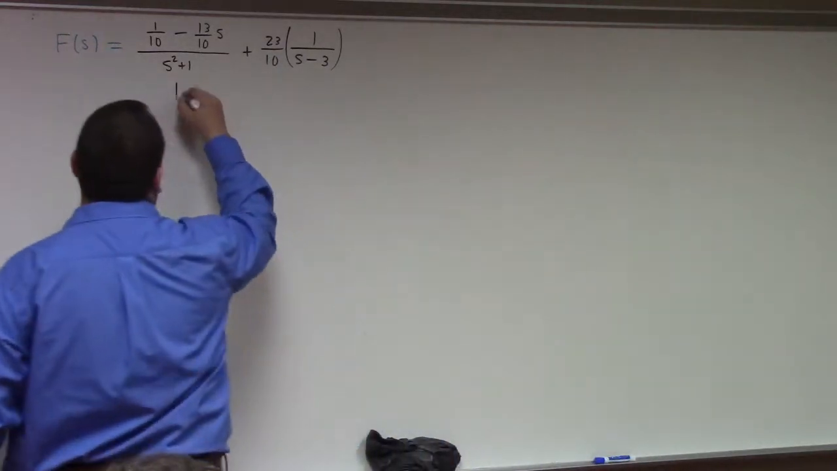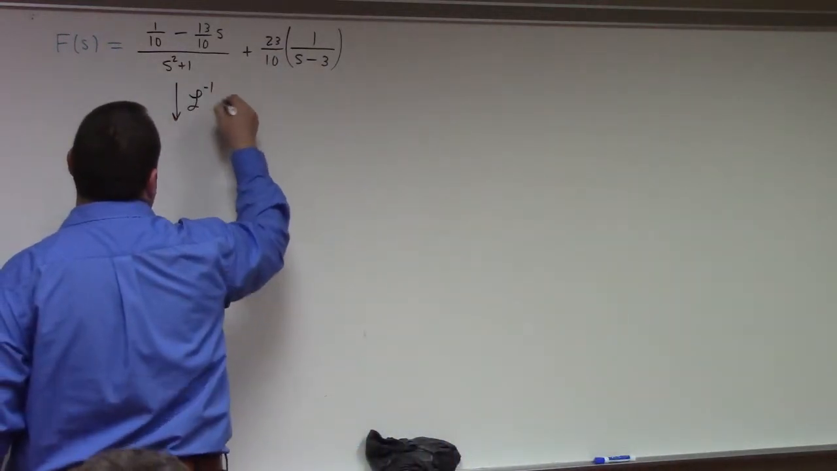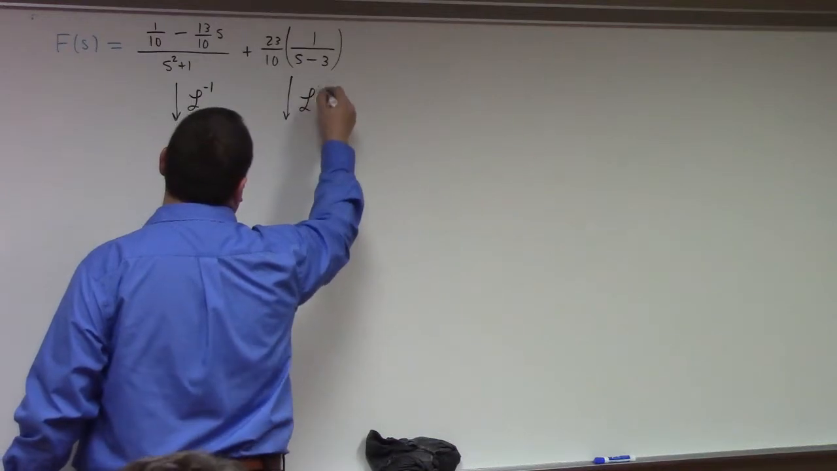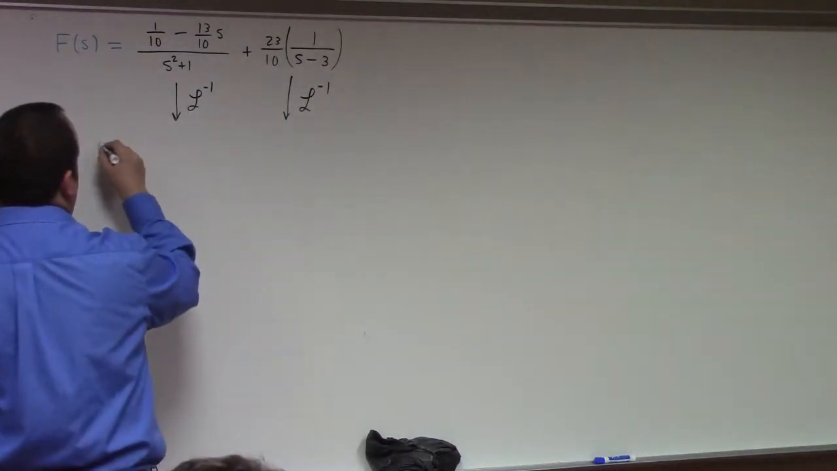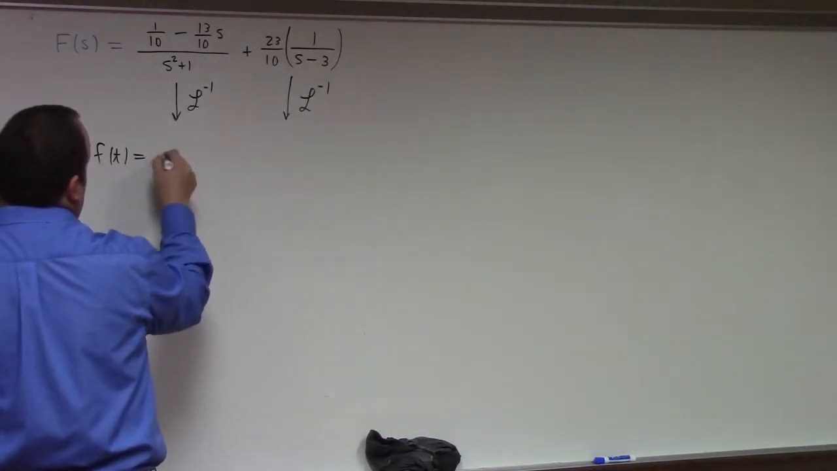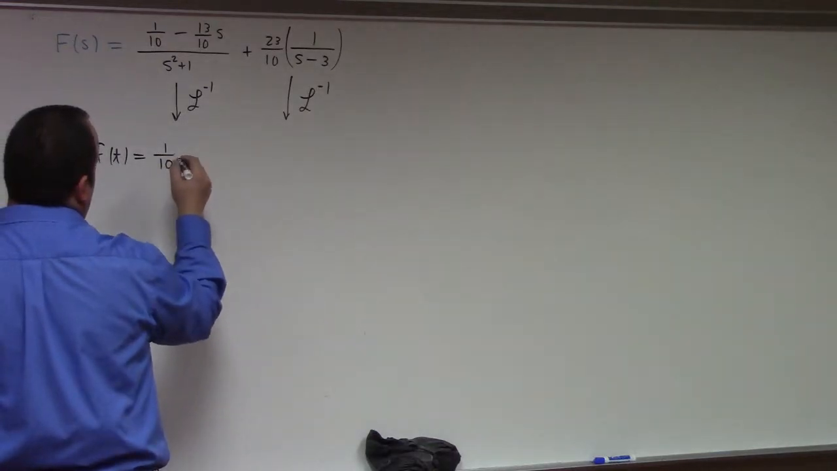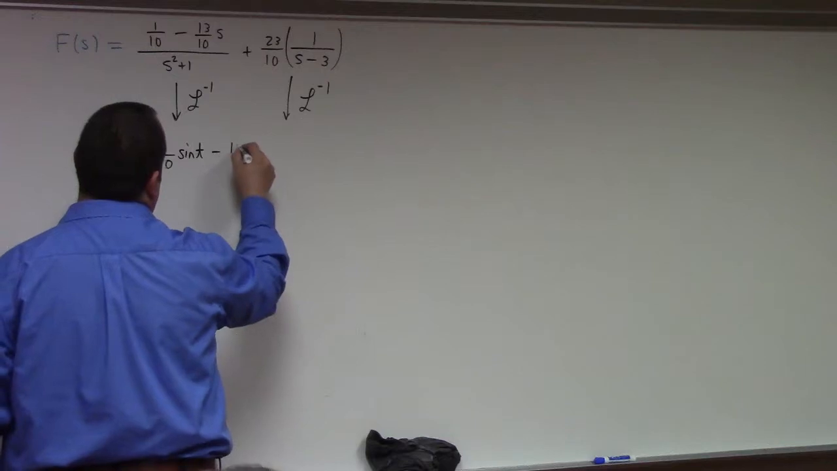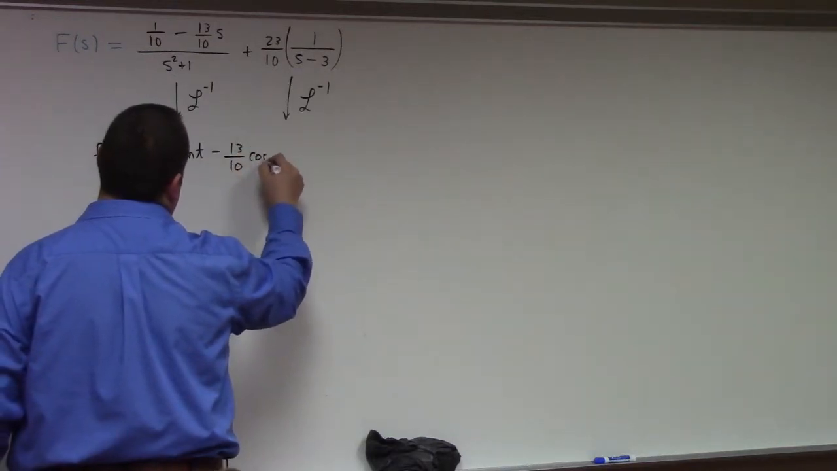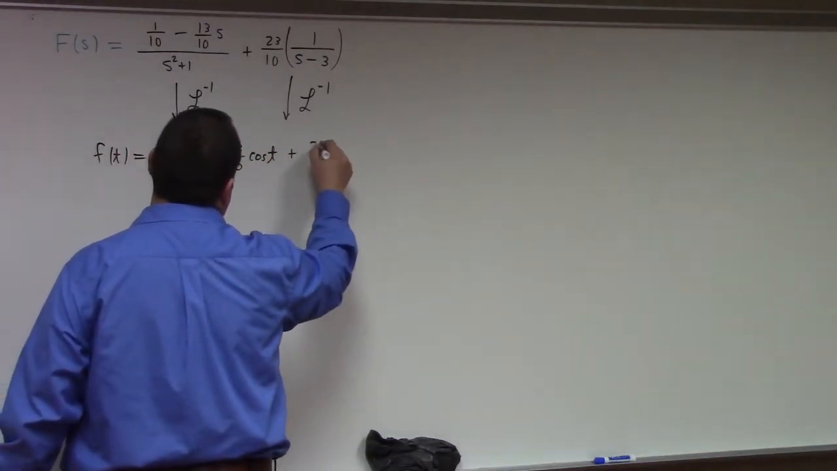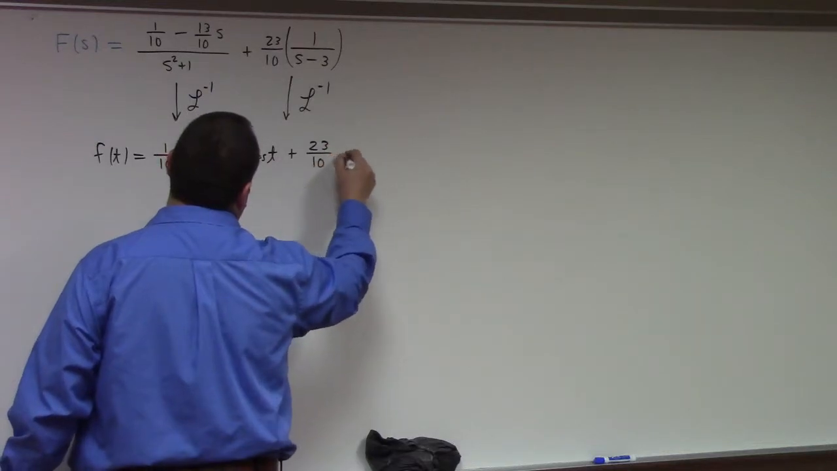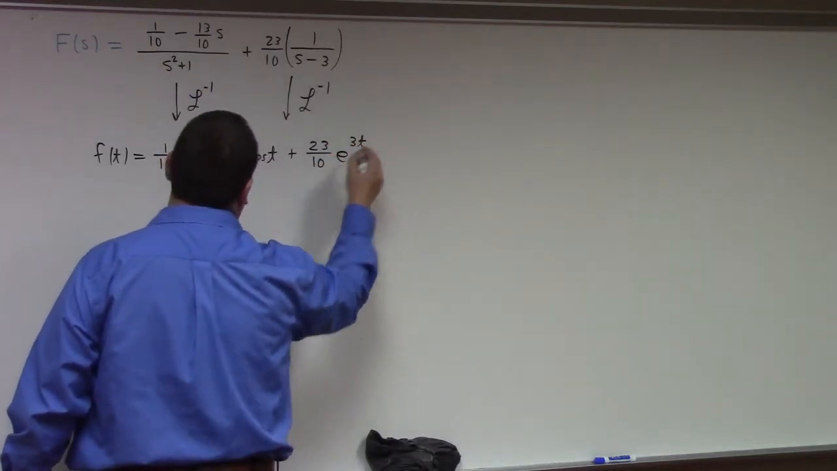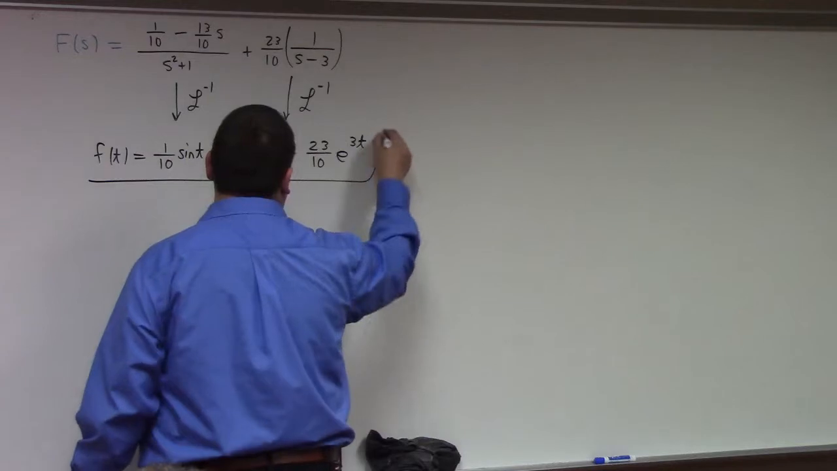So take the inverse Laplace transform, and what do we get? We get f of t equals 1/10 sine t minus 13/10 cosine t plus 23 over 10 e to the 3t. Hooray. There we go.